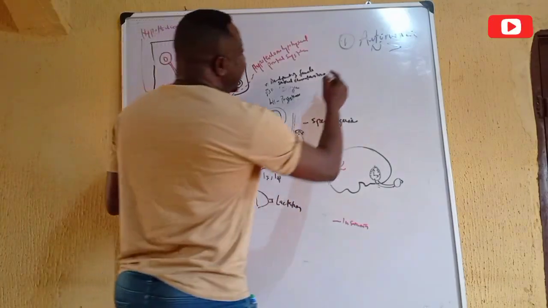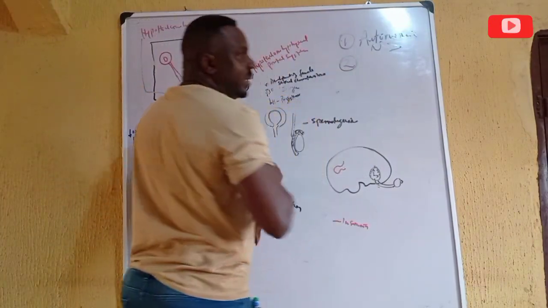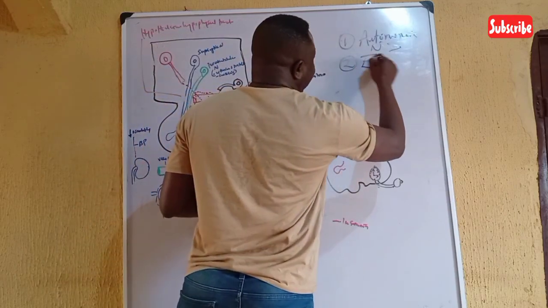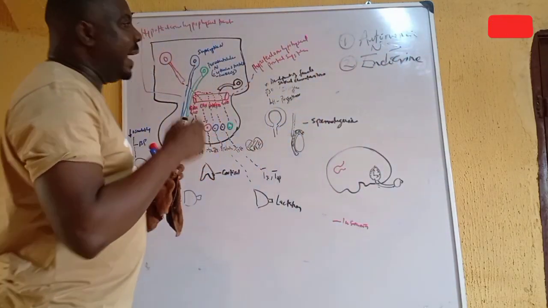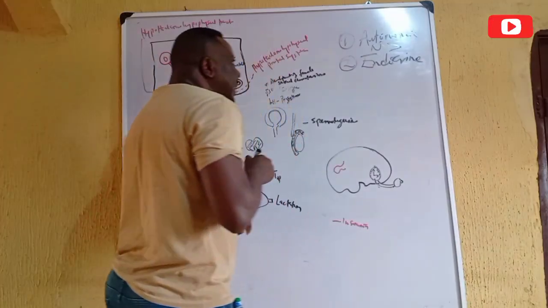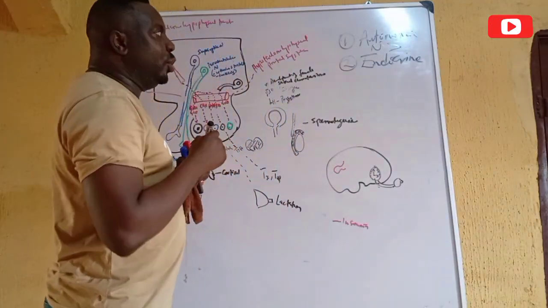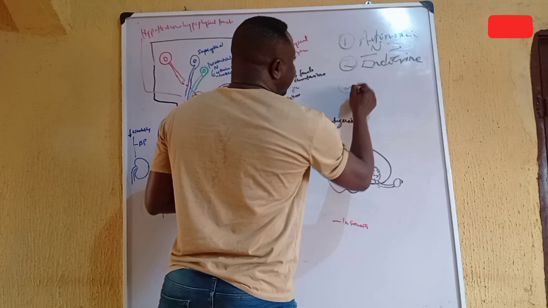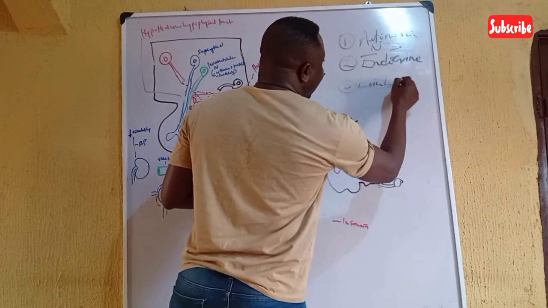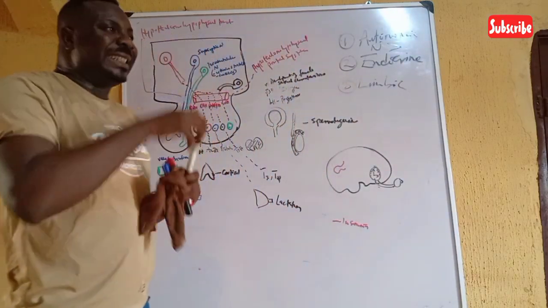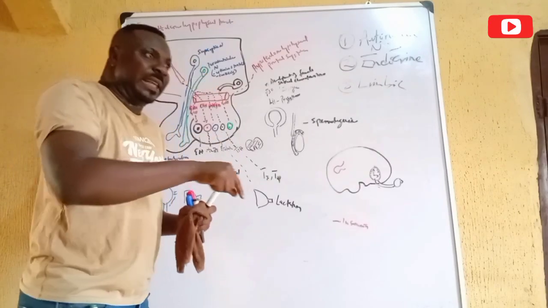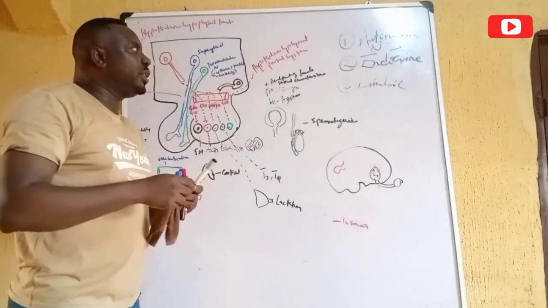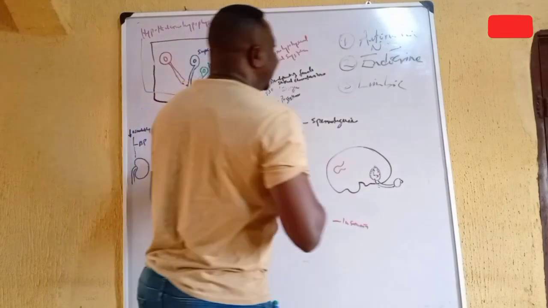The second function is that the hypothalamus has an endocrine function. And that is to say that it has an involvement with the endocrine system. Number three is that the hypothalamus has a limbic function. Now, the hypothalamus is at the center of the limbic system. We can say that it is the epicenter of the limbic system, and as such, it has a limbic function.